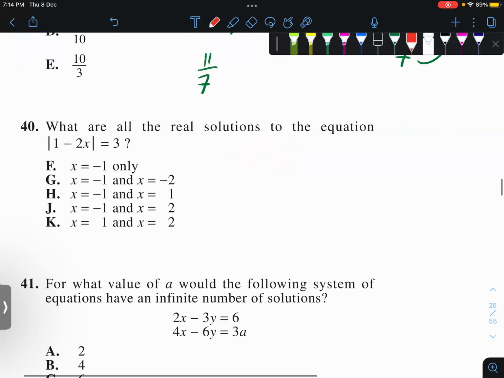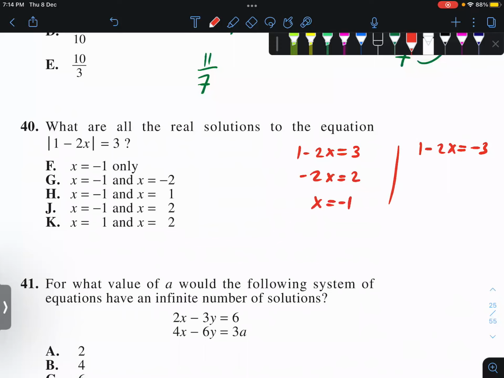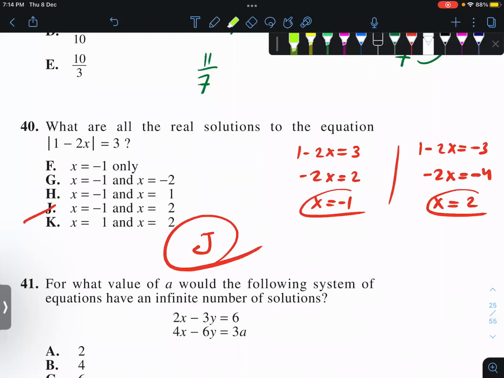Number 40. What are the real solutions to the equation here? 1 minus 2x is 3, or 1 minus 2x is -3. So -2x is 2, by subtracting 1 from both sides, and it's x equals -1. And the negative 2x is -4, and the x is 2. So -1 and 2, J. Okay, the answer is J. True with you? Yes.